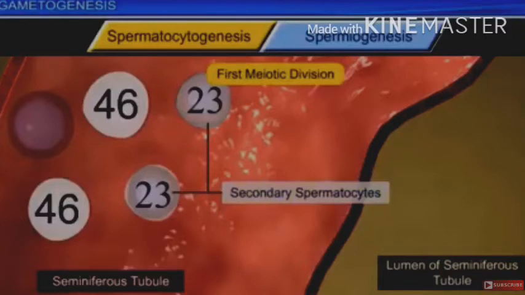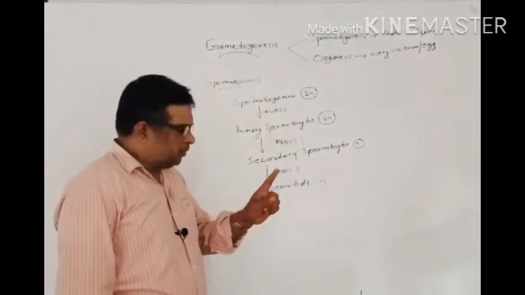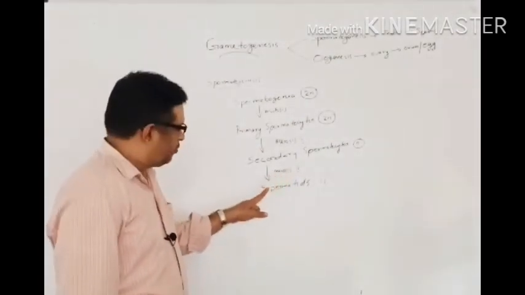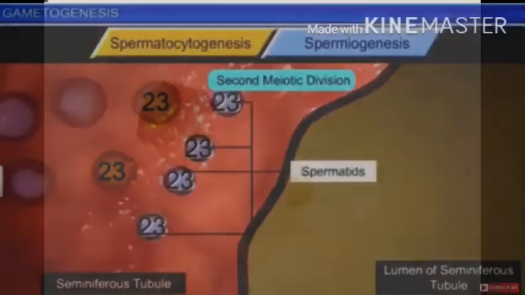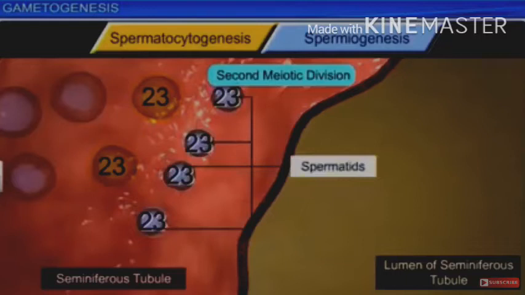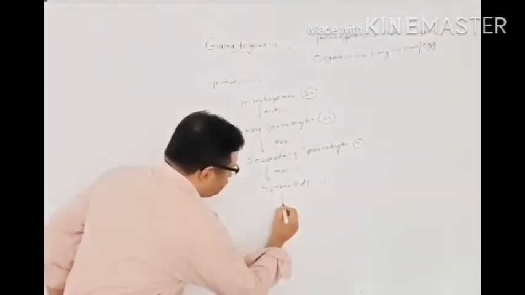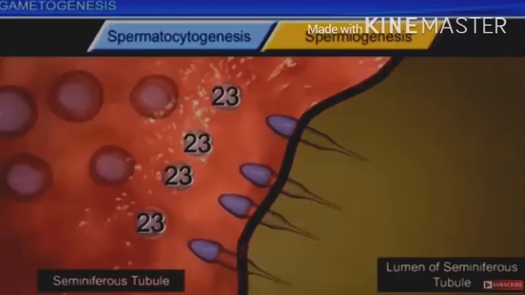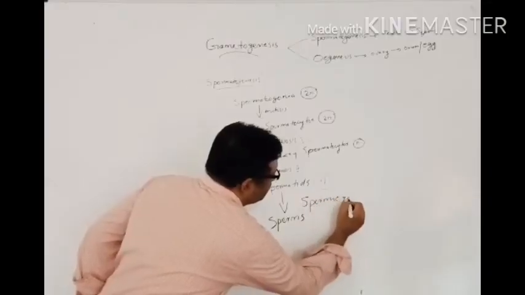So the primary spermatocyte undergoes the first meiotic division, which results in the formation of two secondary spermatocytes from each primary spermatocyte. Now, the secondary spermatocyte undergoes the second meiotic division, which results in the formation of spermatids, which also have N number of chromosomes. So the spermatid thus formed soon transforms into sperms by the process of spermiogenesis.